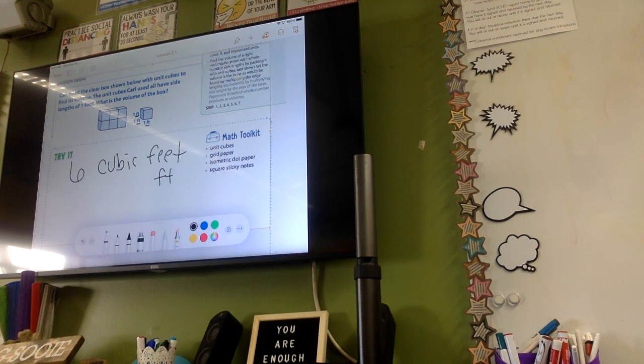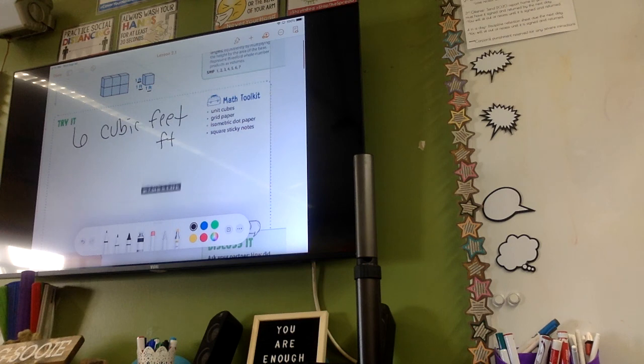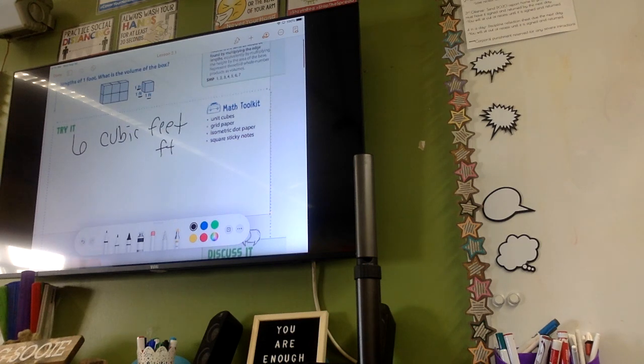Alyssa, how did you find the volume of that shape? Okay, so she said 3 cubes on the top, 3 cubes on the bottom. So she did 2 times 3 equals 6 cubic feet. Did anybody else do it a different way? Blaine, how did you do it?